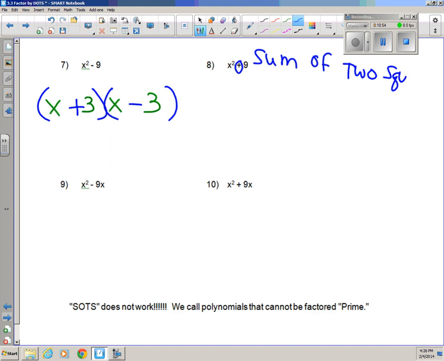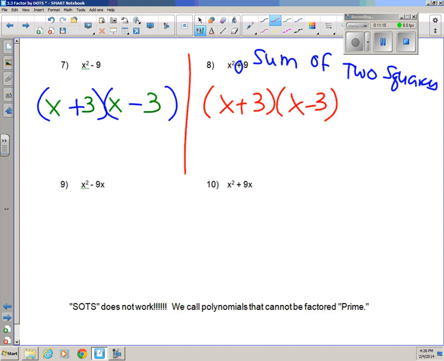Well, we don't have a rule for the sum of two squares. It doesn't work. This is something that we call prime. Let me show you why it doesn't work. If you think about the three different options, the way to get the binomials to work, you're going to have either 1 plus and 1 minus, and we know that won't work because that multiplies out to this, right?